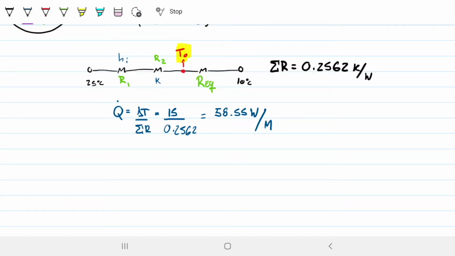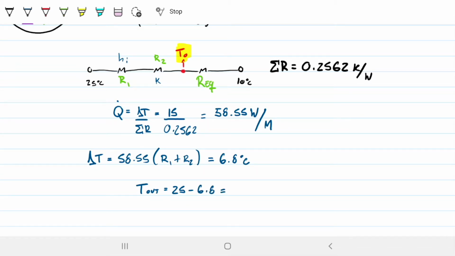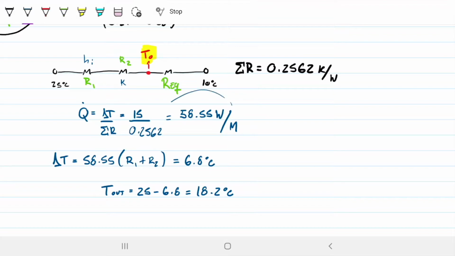So the delta T will be my Q, the 58.55, times the two resistances, and these did not change. So this is R1 plus R2. These did not change whatsoever. This gave me 6.8 Celsius or Kelvin. So therefore, my T out will just be my 25 minus my 6.8, which gave me 18.2 degrees Celsius. Okay, so these are our new values. This is for Q and this is for T outside.